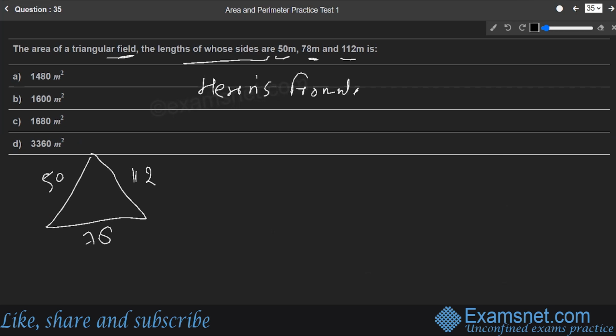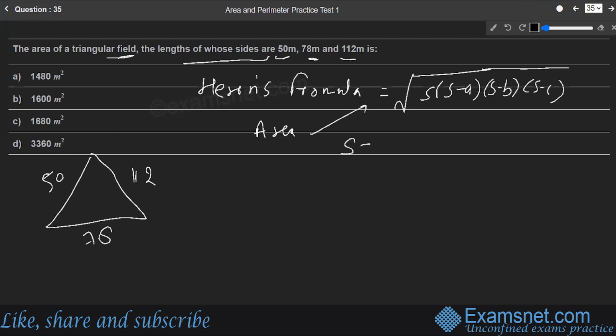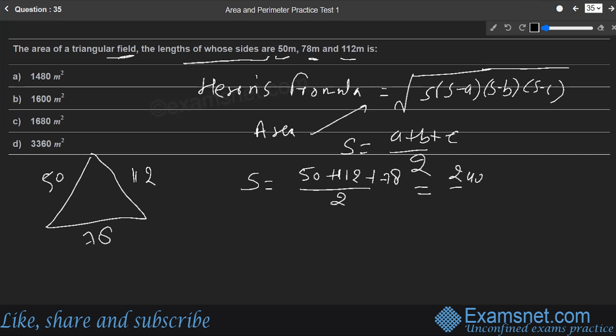Heron's formula is nothing but: area of a triangle is given by under root of s into s minus a, s minus b, and s minus c, where this s can be calculated as a plus b plus c by 2, where a, b, c are nothing but the sides. So let us find out the s for our case. S is going to be the sum of all the sides, that is 50 plus 112 plus 78 divided by 2, which comes out to be 240 divided by 2, which is nothing but 120. So the S value is 120.